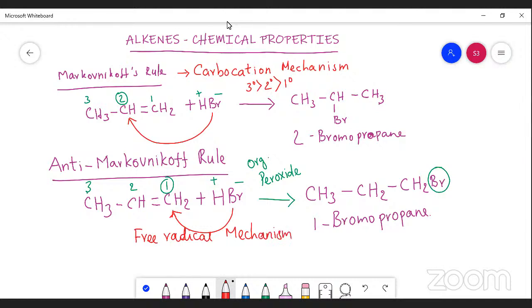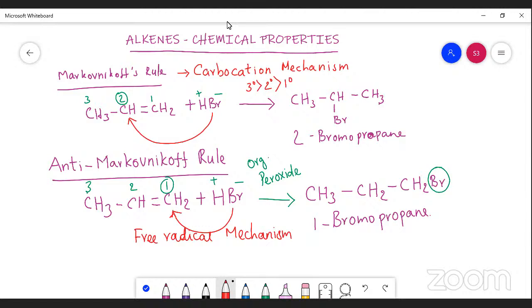So what is the difference between Markovnikov and anti-Markovnikov rules? The Markovnikov rule is nothing but the negative part of an addendum is going to attack the carbon which contains the least number of hydrogens in an unsymmetrical alkene. It is also an addition reaction, and it follows a carbocation mechanism.